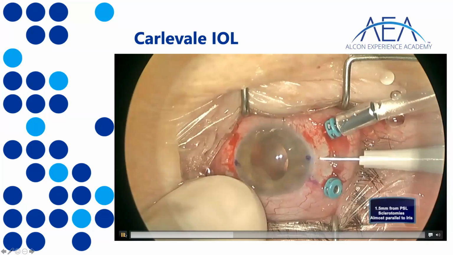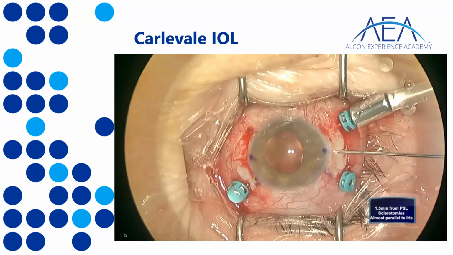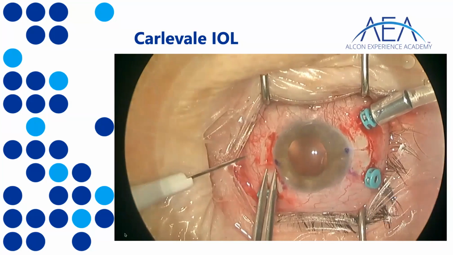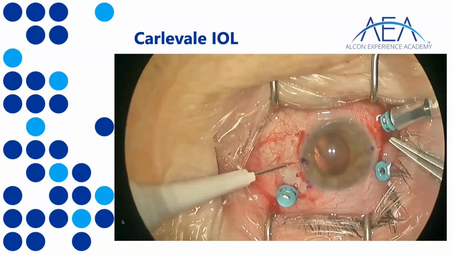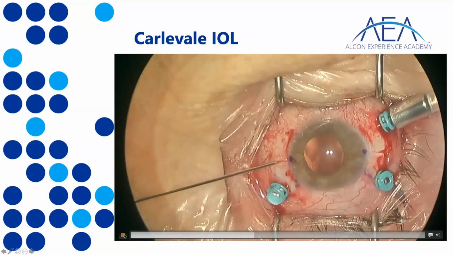You go parallel to the iris. Here we are trying that the forceps go through. Specifically, in this case, a pair of straight forceps are used. I usually don't use a pair of straight forceps.